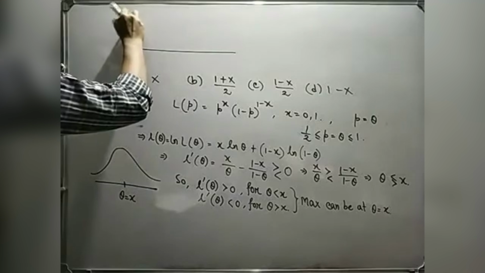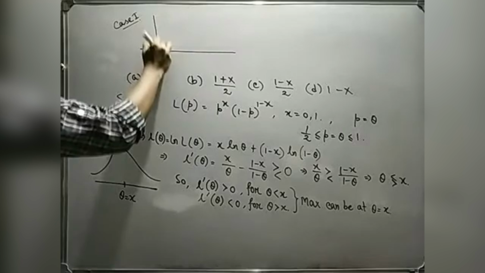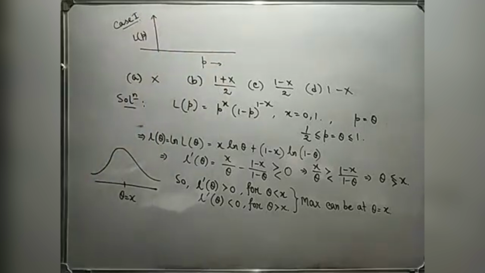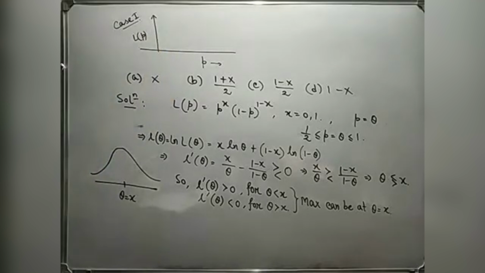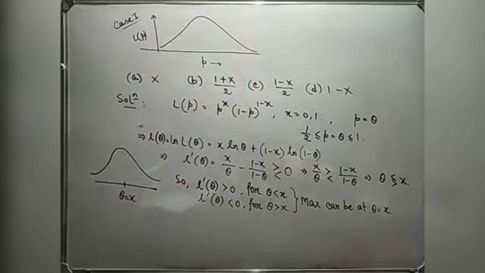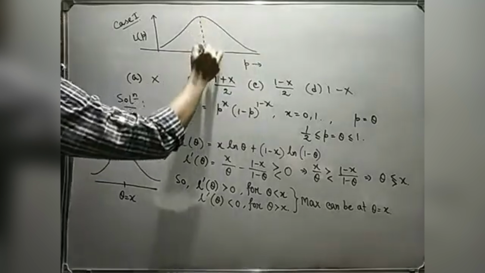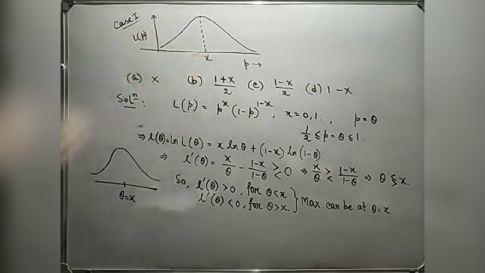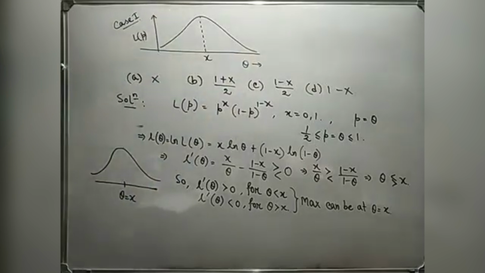So we have to consider two conditions. Let's say this is my case 1. This is the value of p and this is L(p), and we know it's this type of curve. The function is maximum at p equal to, or you can say theta equal to, so this is my theta, theta equal to x. So it is maximum at theta equal to x.